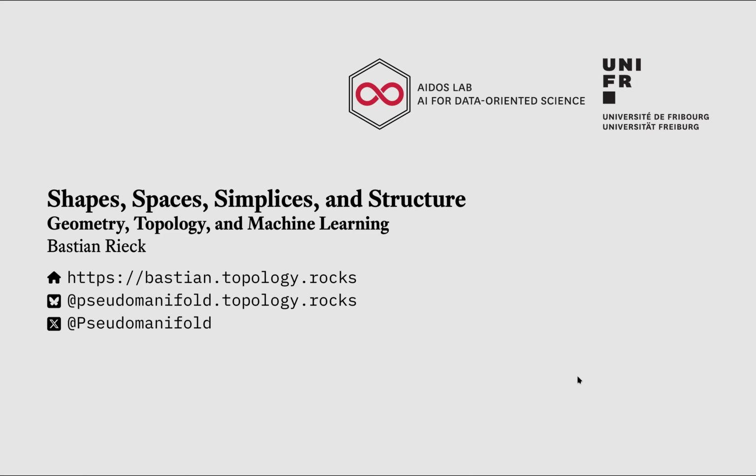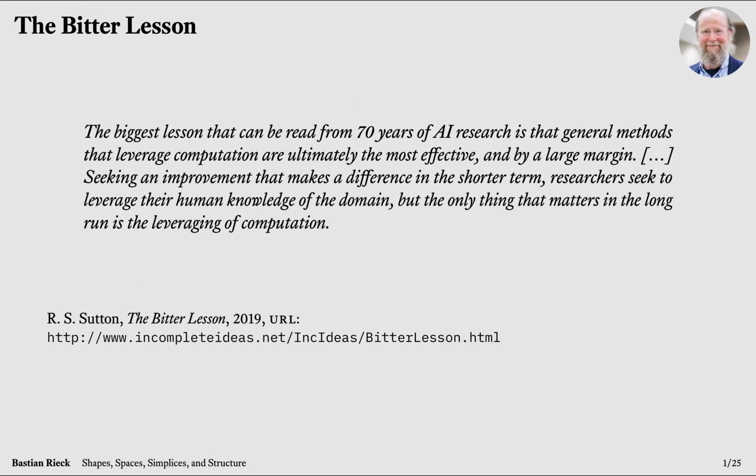So I'm going to talk about a movement in a couple of parts, namely shapes, spaces, simplices, and structure, mostly because it sounds fun, but it's really all about geometry, topology, and machine learning, and of course, what that means for representation learning. And we're going to start a little bit with a bummer, namely with the bitter lesson, which you might have heard about.